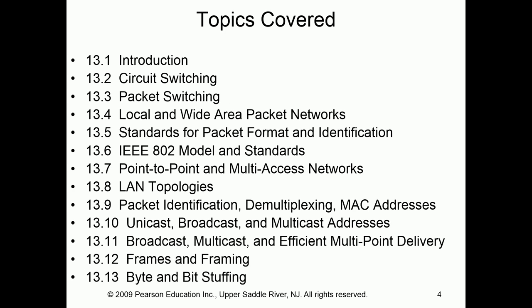This chapter focuses on circuit switching, packet switching, local and wide area packet networks, our different types of IEEE 802.x standards, our topologies, then we're going to start getting into some packet identification, multiplexing, demultiplexing, addressing, frames, and bits and bytes. This is actually one chapter that should be multiple chapters. That's a lot of information, so this might be a little bit longer than normal.